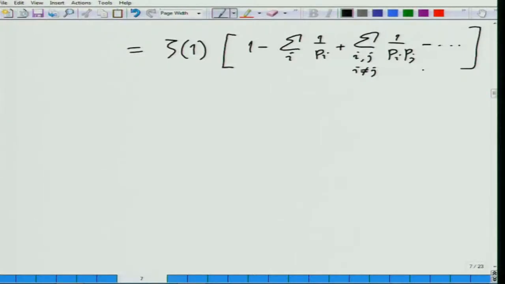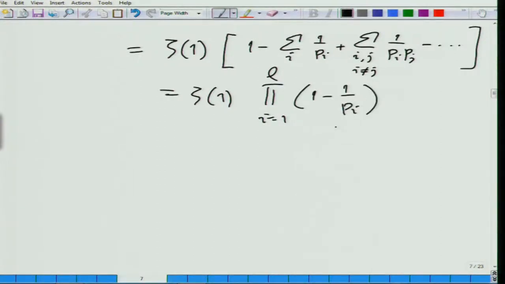Is this a recognizable quantity? As long as, at least as long as we show this is not 0, we are done, because zeta 1 we know is infinite. This is what it is, and that is it. Problem solved.